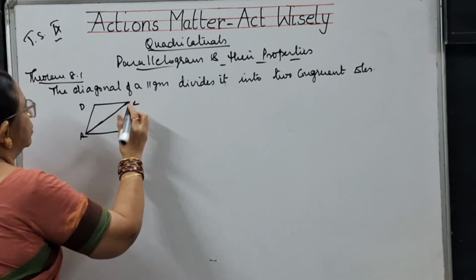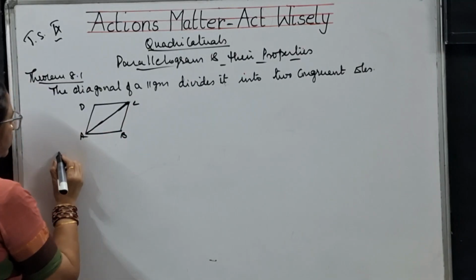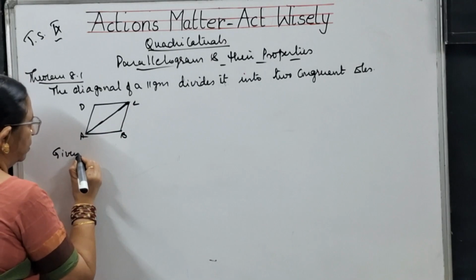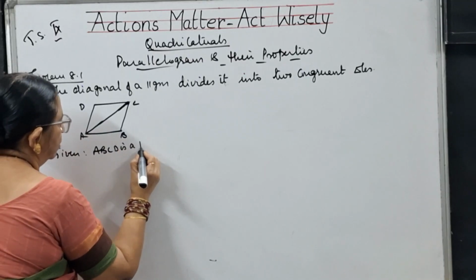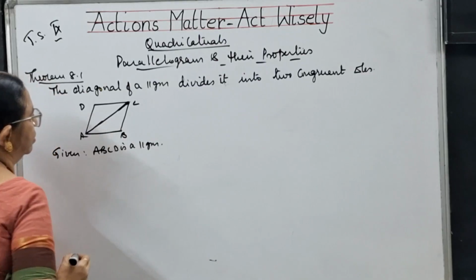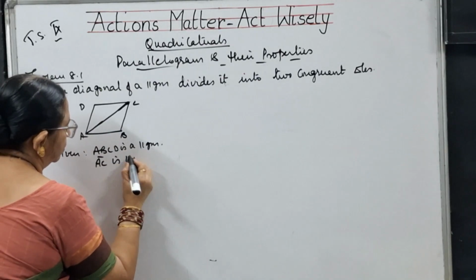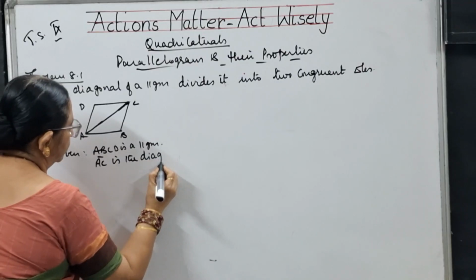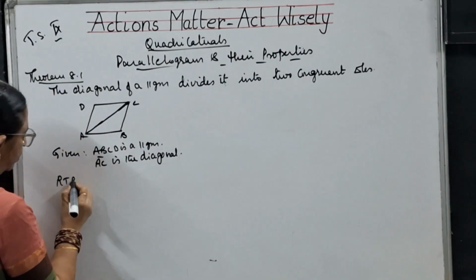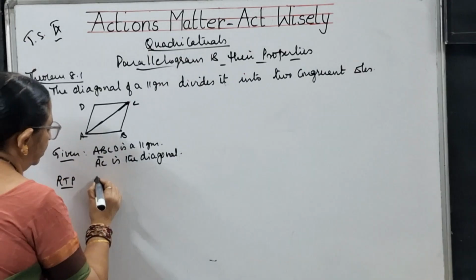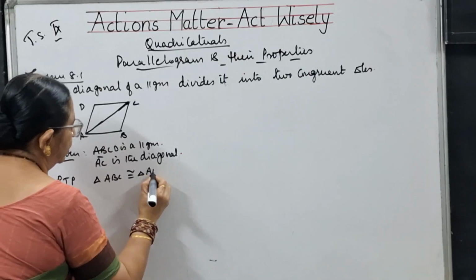So now let me talk about this. AC is the diagonal. So what is given to us? You have got ABCD is a parallelogram, AC is the diagonal. Now what you require to prove? You need to prove that triangle ABC is congruent to triangle ADC.